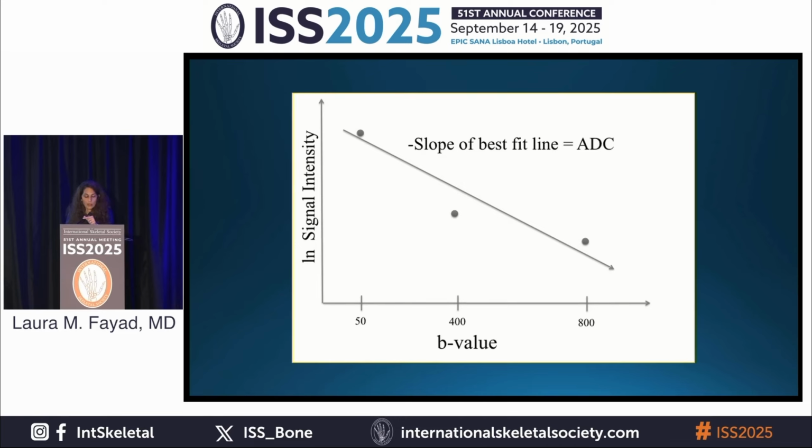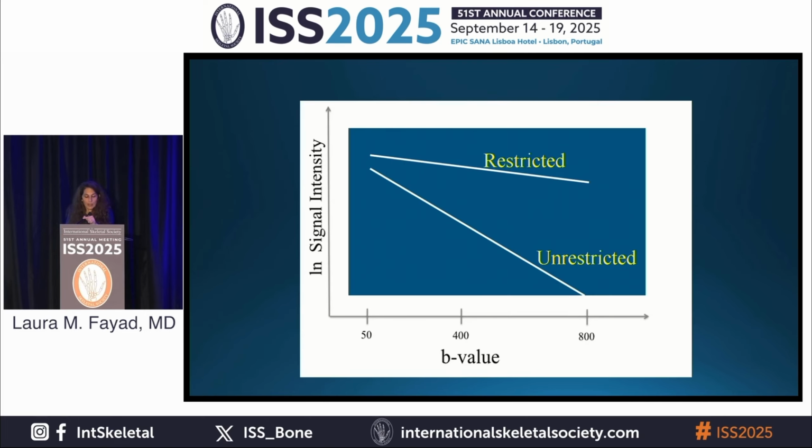And then we're trying to look for how much signal loss there is on the B800 compared to B50 to tell us how restricted the Brownian motion is within that area of interest. And so if you plot the log signal intensity in your area of interest on each of these B values, the best fit line is drawn, and the slope of that line is the ADC value. So the ADC measures how restricted the diffusion is in that area of interest.